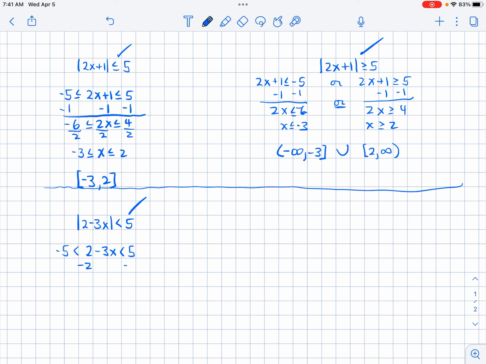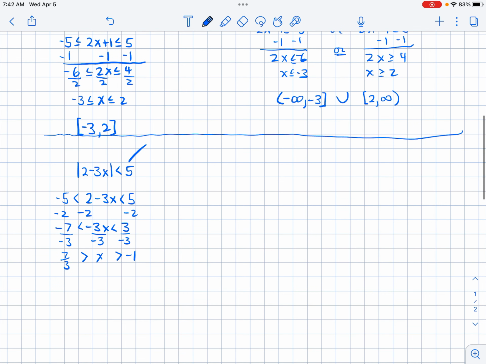Then I subtract 2. And we get this, negative 7 less than negative 3x less than 3. Now I'm going to divide by negative. Now here's the thing. Whenever you divide by negative, it switches the inequality direction. See? Every time you divide by negative when you're working with inequalities, you change the direction of the inequality. So now this says 7/3 is greater than x, greater than negative 1.